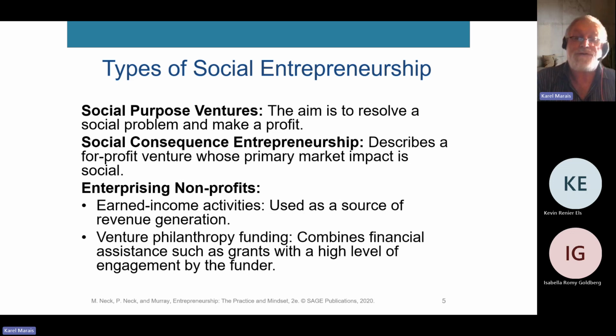You then have social consequence entrepreneurship, which is a non-profit, also a for-profit venture, whose primary market impact is social. In other words, they're also addressing a problem, but it's only through the impact of what they're doing that they're addressing the problem. They're not trying to solve the big picture like the social purpose ventures. It's a consequence of their actions that a problem is solved.